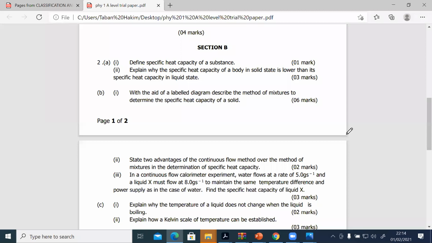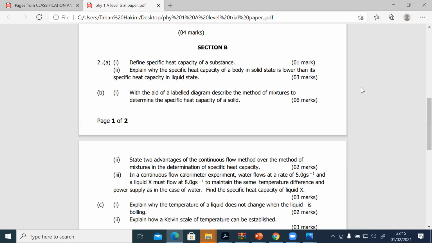Define specific heat capacity of a substance. What did you say, Martina, here? Specific heat capacity is the amount of heat required to raise the temperature of 1 kilogram mass of a substance by 1 Kelvin. Very good. So 1 kilogram mass of the body, that is correct. Then Roman 2, explain why the specific heat capacity of a body in solid state is lower than its specific heat capacity in liquid state.